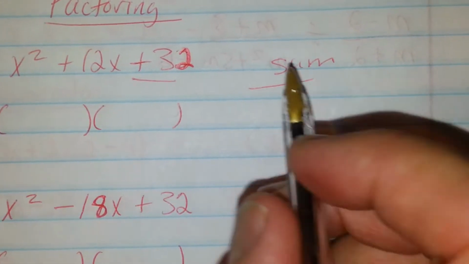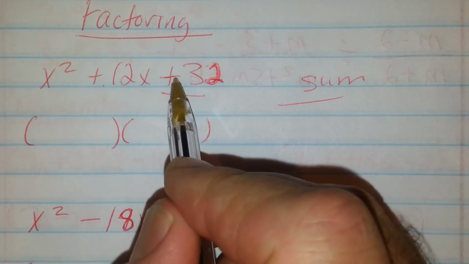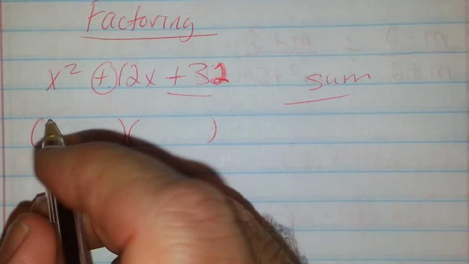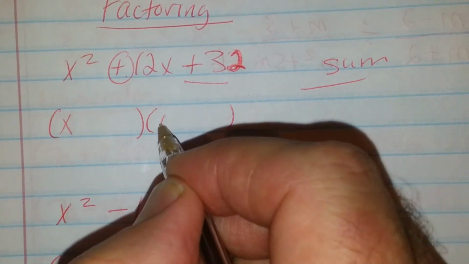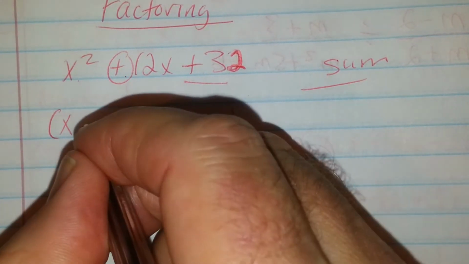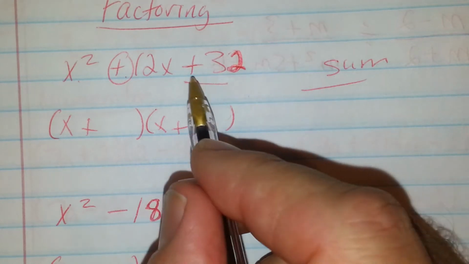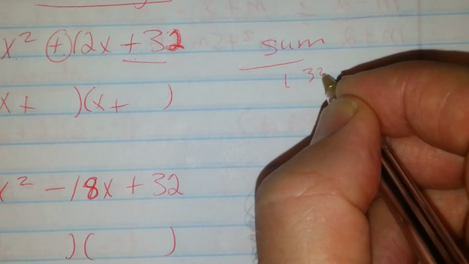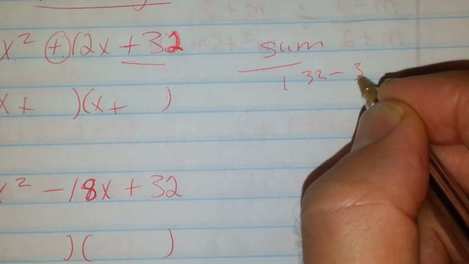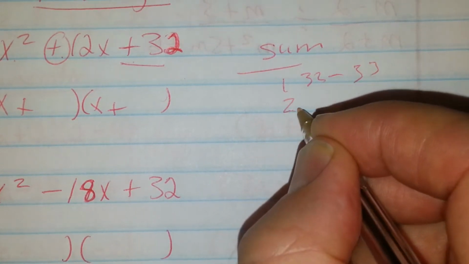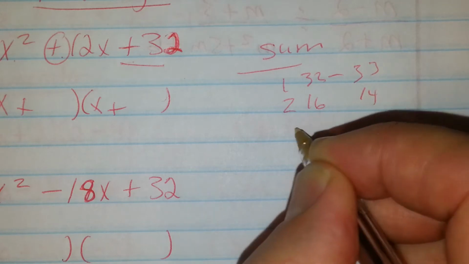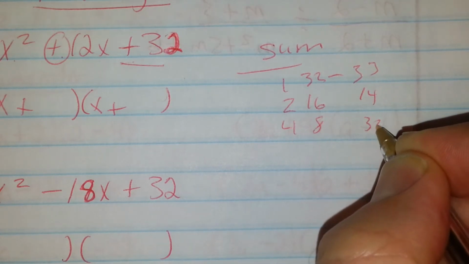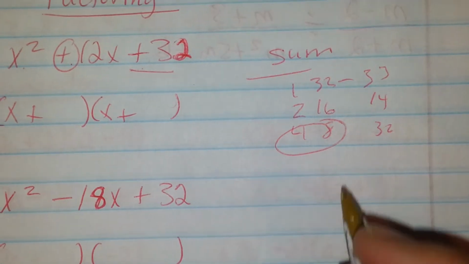So I want to see if it was a plus times plus or a negative times negative. So you look at the middle term and the sign is positive. So I know x times x gets me x squared, and I know I'm going to go plus times plus to get this plus here. So what are the factors of 32? 1 and 32, the sum of that is 33. 2 and 16 is 14. 3 does not go in. 4 and 8, 32. And there's your 12, 4 and 8.